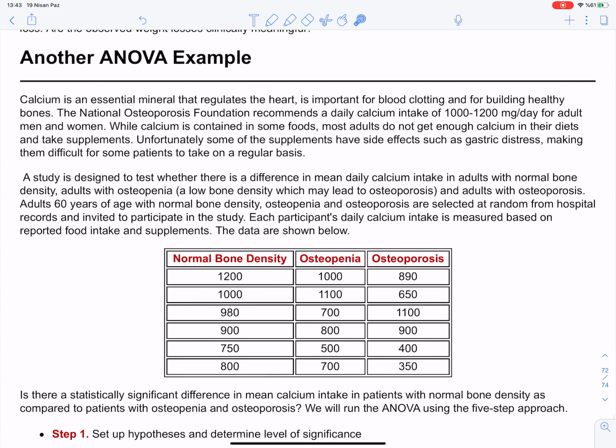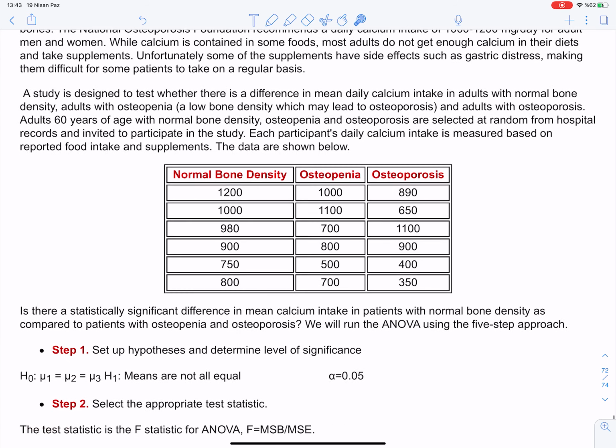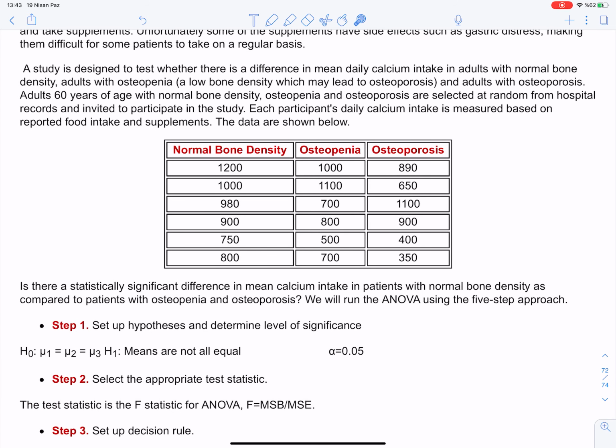That's the data. So, in contrast to the previous example, we have only three groups: one, two, and three. Three different groups: people with normal bone density, the osteopenia group, and the osteoporosis group. Is there a statistically significant difference in mean calcium intake in patients with normal bone density as compared to patients with osteopenia and osteoporosis? We will run the ANOVA using the 5-step approach.